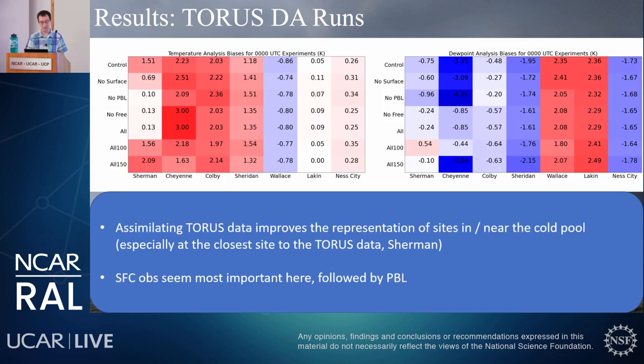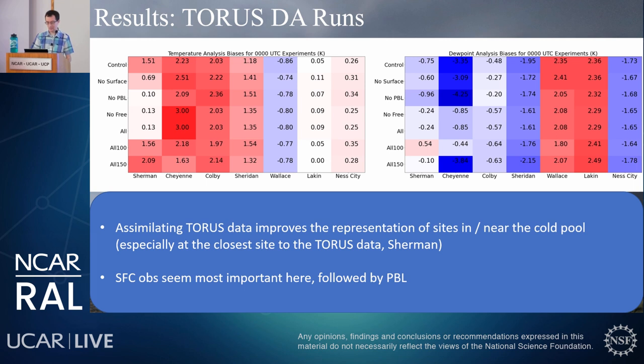So here's looking at the bias at all those Kansas mesonet stations in a table format again. And we can see that for Sherman within the cold pool, we do get a better outcome when looking at all these experiments, except for even no surface is a better outcome. But all the 50-kilometer experiments here have better outcomes. Looking at localizations of 100 and 150, which I just ran to see what would happen, they're not that much better. Looking at Cheyenne, it actually gets a little bit worse.